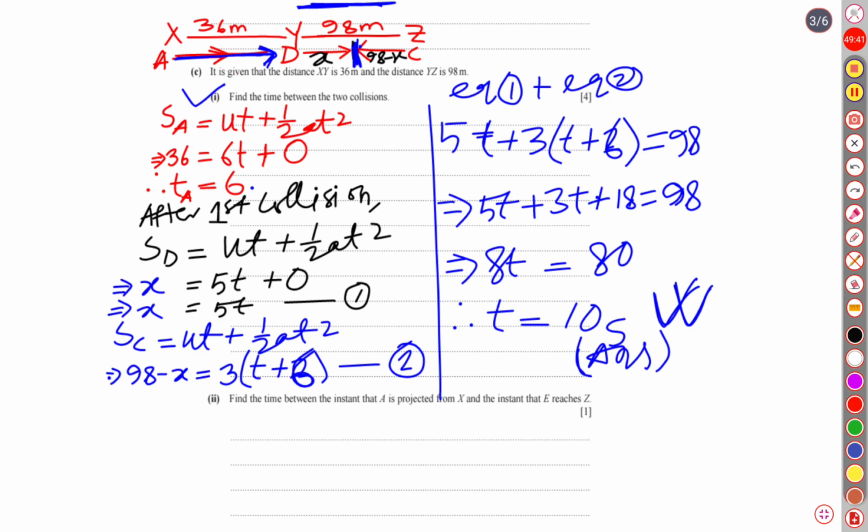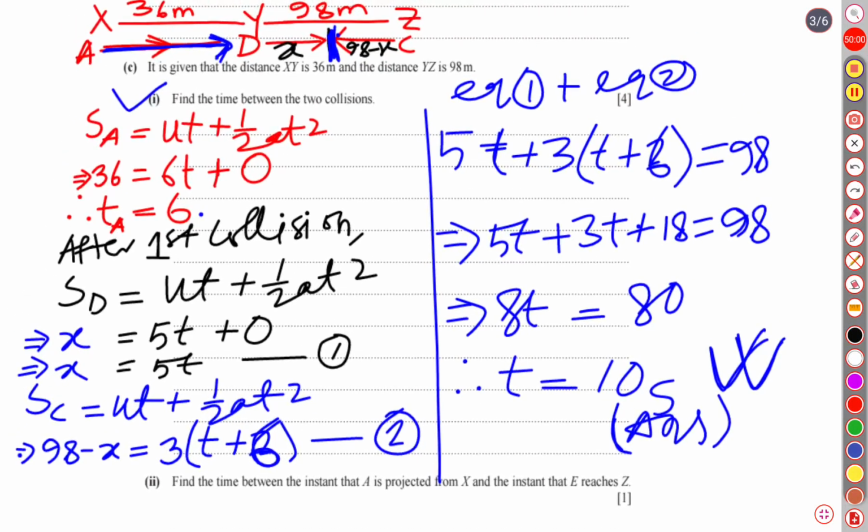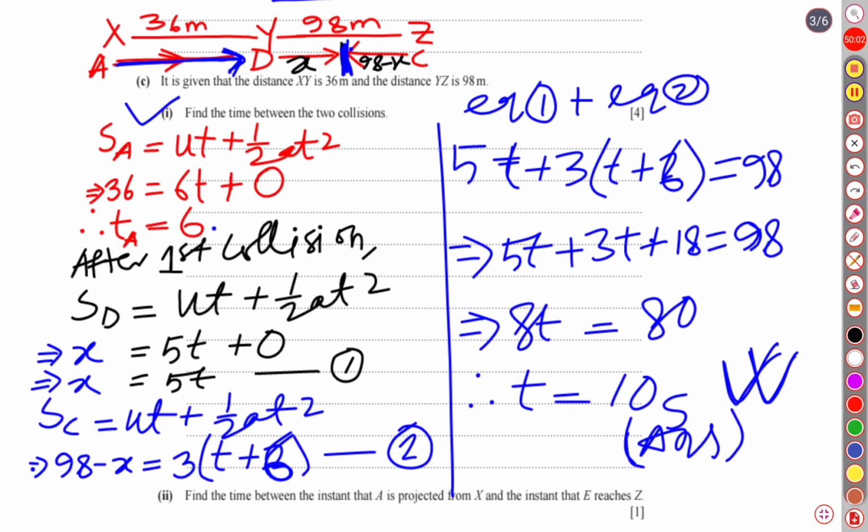Let's see the next question. The next question says: find the time between the instant that A is projected from X and the instant that E reaches Z.